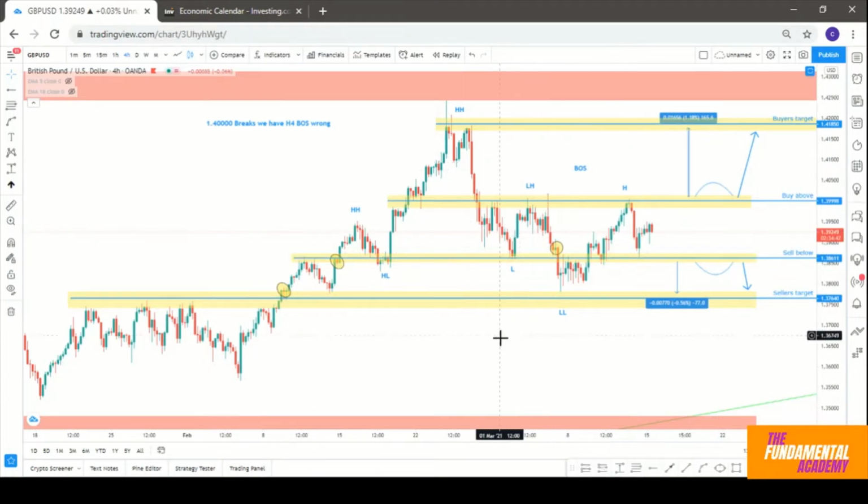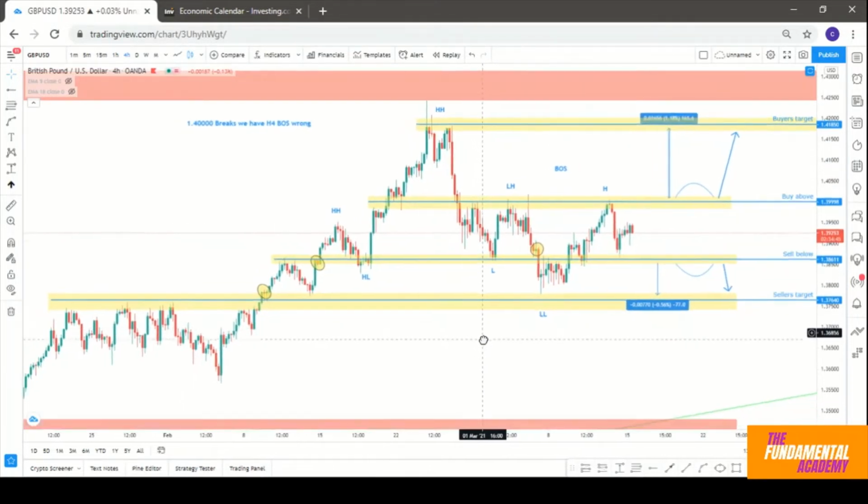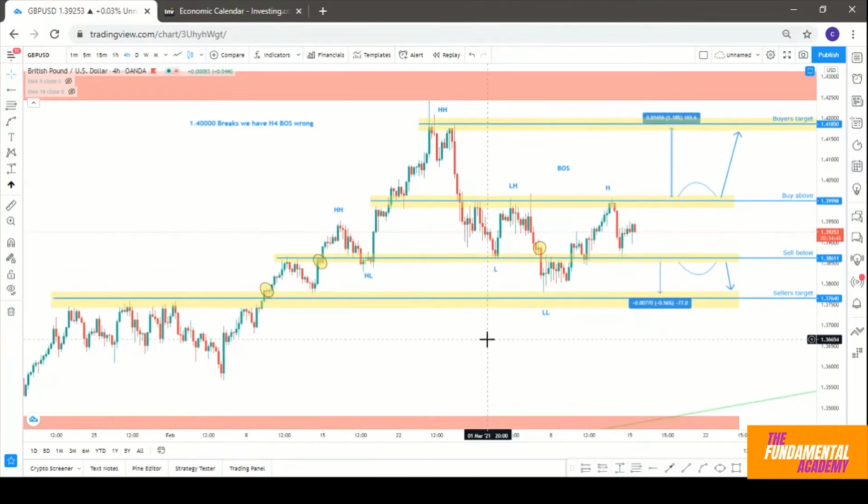So yeah, this is actually one of the easiest trades I think you would catch this week. Yeah, the buy above or the sell below. Let's see what happens.